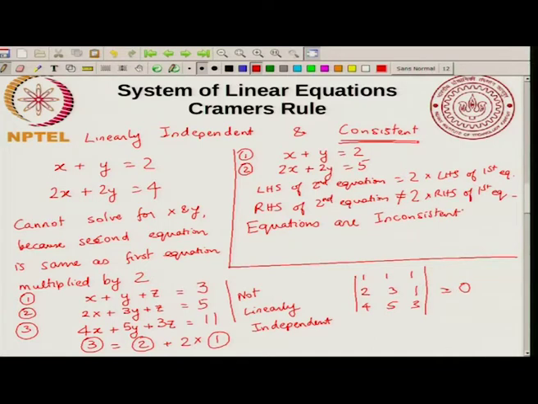That means if I just take the first equation and multiply by 2, I will get 2x plus 2y equal to 4, but here I have 2x plus 2y equal to 5. So there is no solution. These equations do not make sense, they are inconsistent. So clearly you cannot apply Cramer's rule, you cannot solve this system of equations. I showed this for a 2 by 2 system, but you can extend it to other systems also.